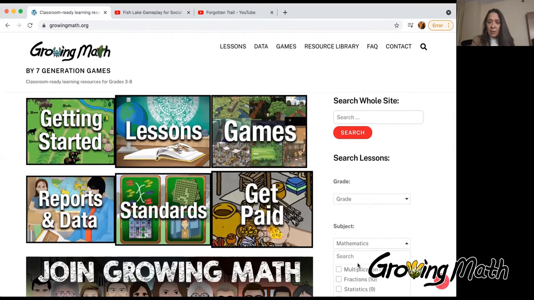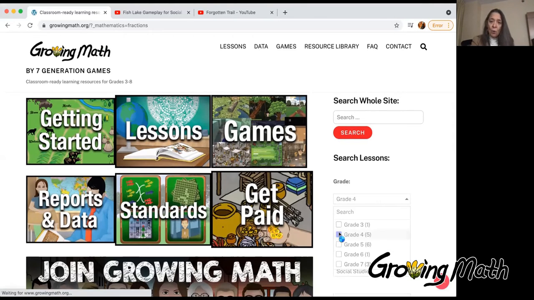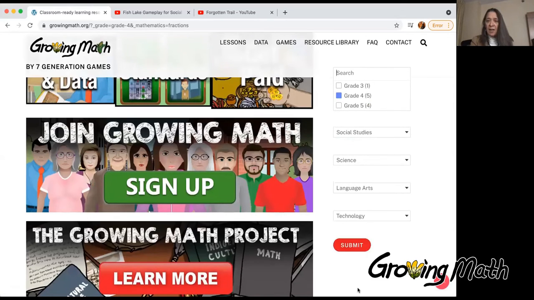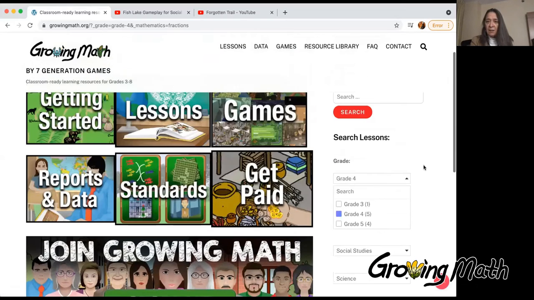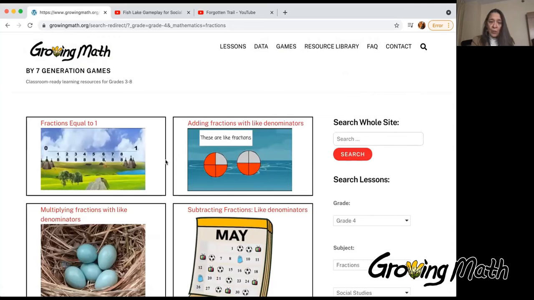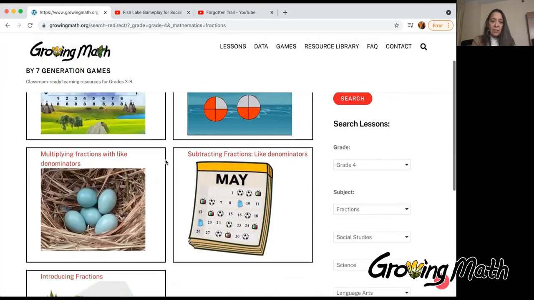So I'm teaching fractions. I'd scroll down here and pick fractions. There's 10 lessons. And I specifically want fractions for grade 4 because I'm a 4th grade teacher. All righty. So I've got the grade selected. I've got the topic selected under math. I have fractions. I'm going to click submit. And this brings up the lessons for teaching fractions.